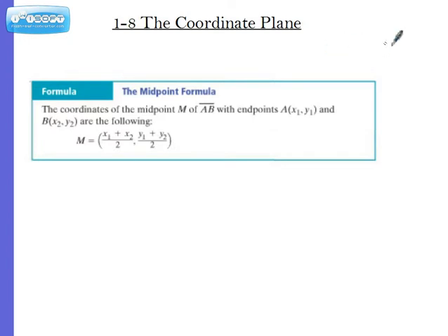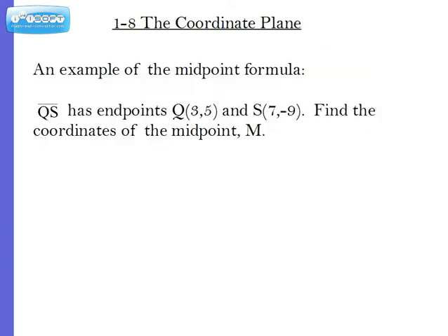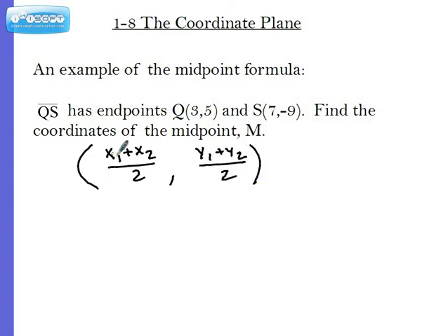I'll show you the first way is just to find the midpoint. So let's say that we have line segment QS, and that has endpoints (3, 5) and (7, negative 9). And we want to find the coordinates of the midpoint M. Alright, so what we're going to do with this then is we're going to use our midpoint formula. So we know that the x-coordinate is going to be (x1 plus x2) divided by 2, and the y-coordinate is going to be (y1 plus y2) divided by 2. It makes sense. It's halfway in between the 2 points.